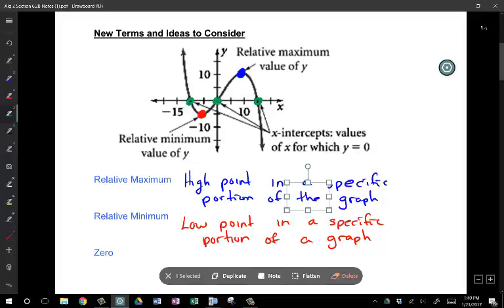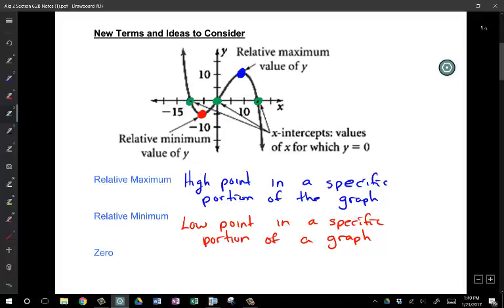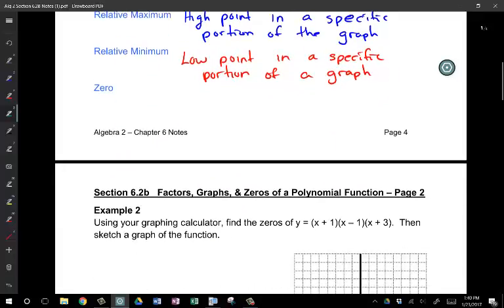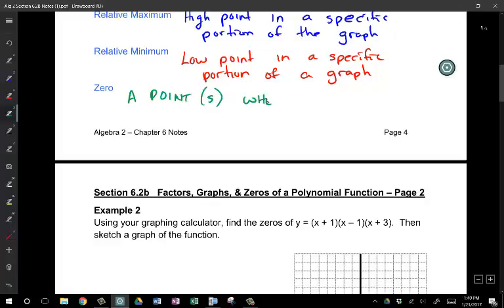And those 3 green points are considered x-intercepts. And it's where the line, the polynomial, crosses the x-axis. Another fancy name for that is a zero. And so you can just put a little arrow here, and you can also say those are zeros. So if we're going to write a definition for what a zero is, I would say it is a point or points where the graph crosses the x-axis.